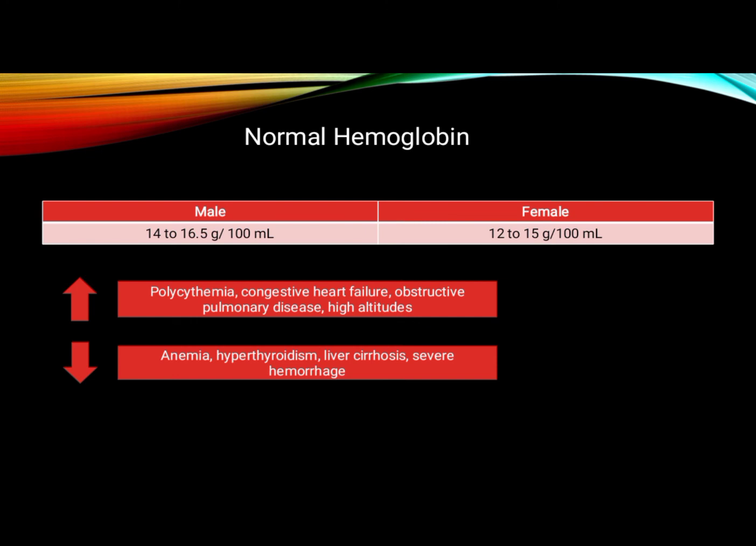So here's the normal hemoglobin for male: 14 to 16.5 grams. And for the female, it should be 12 to 15 grams. If the hemoglobin increases, it can cause polycythemia, congestive heart failure, obstructive pulmonary disease, and it can also be affected by high altitudes. If it decreases, it can cause anemia, hyperthyroidism, liver cirrhosis, and severe hemorrhage.